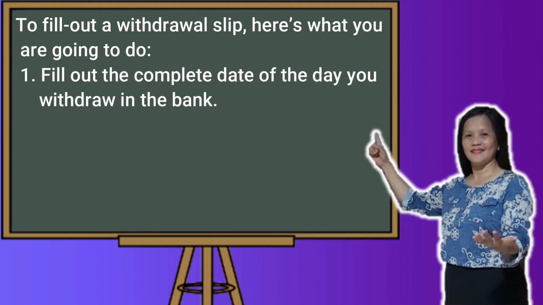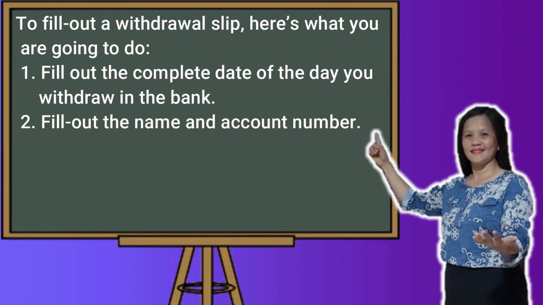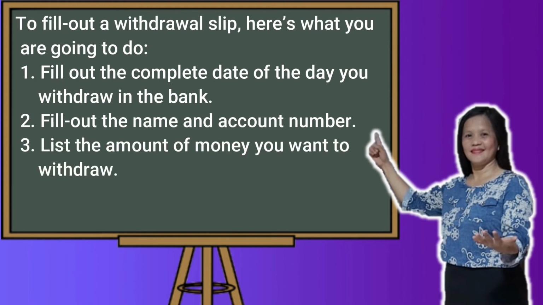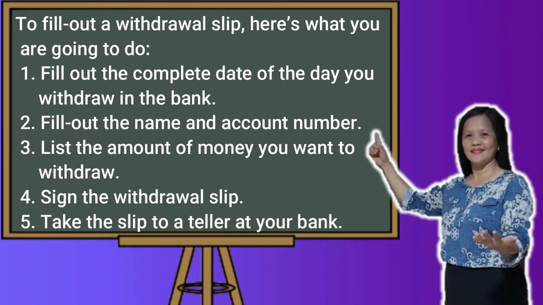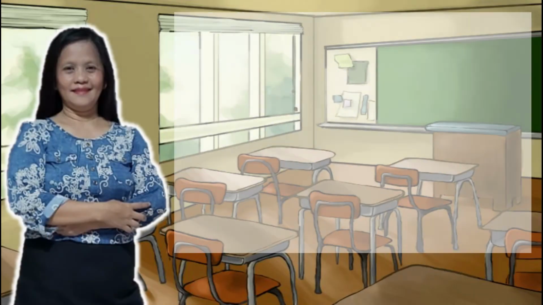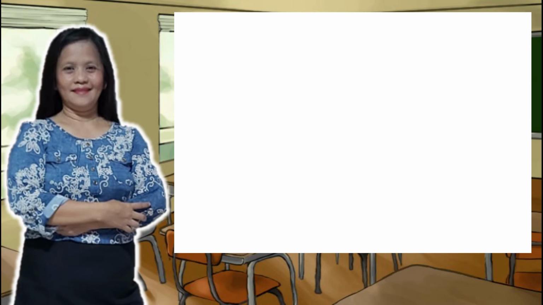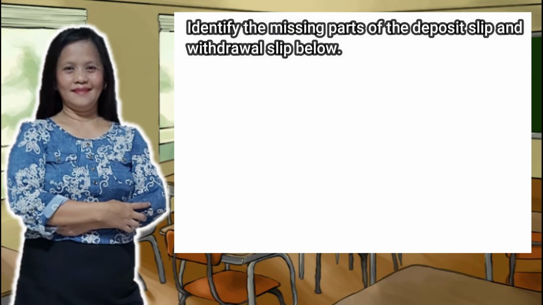First, fill out the complete date of the day you withdraw in the bank. Next, fill out the name and account number. And then, list the amount of money you want to withdraw. Then, finally, sign the withdrawal slip and take the slip to a teller at your bank. Now this is your time to do activities on filling out a deposit slip and withdrawal slip. Okay, for your first activity, this is the direction. Identify the missing parts of the deposit slip and withdrawal slip.